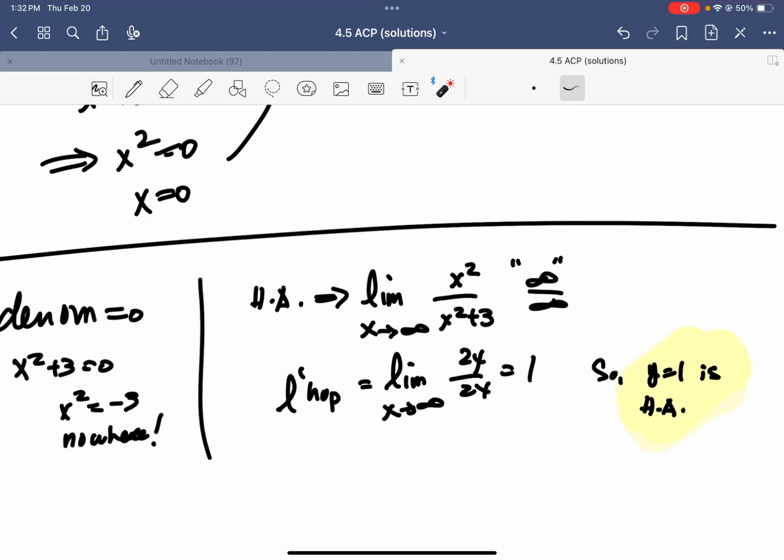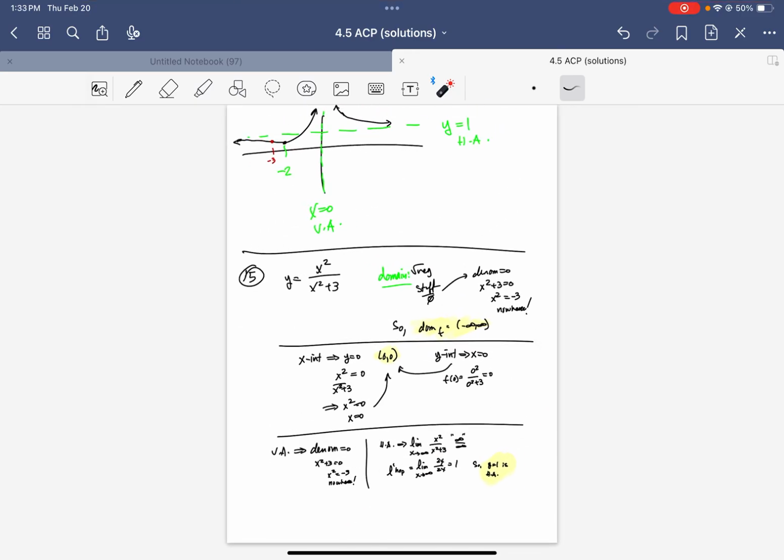Then remember, the horizontal asymptotes are the limit as x goes to either plus or minus infinity. So this thing is infinity over infinity. We can use L'Hopital's rule and get 1. So 1 is a horizontal asymptote.